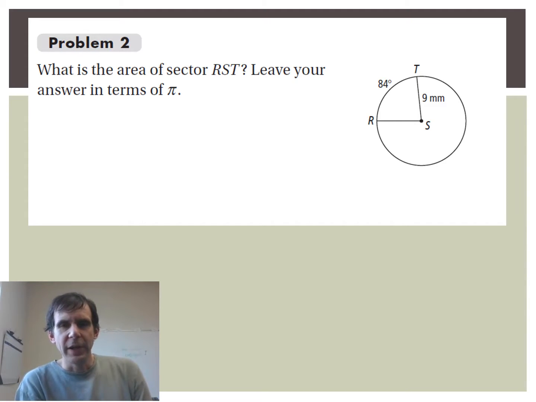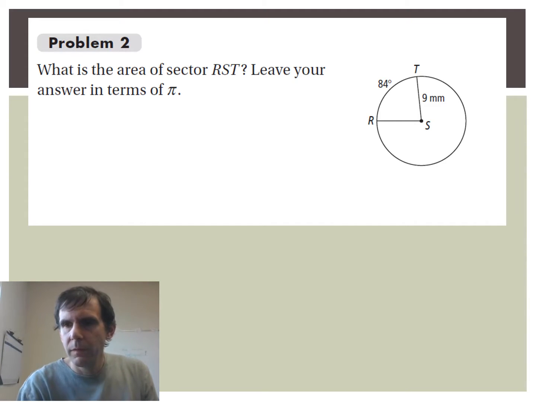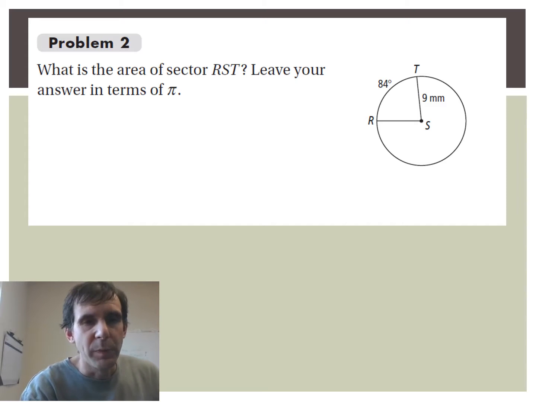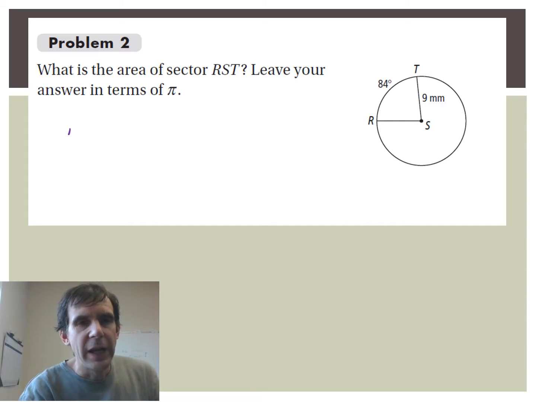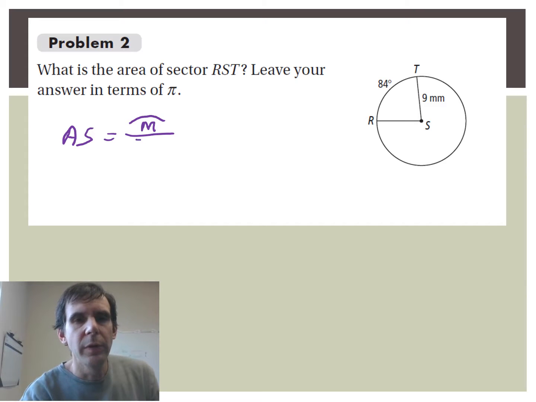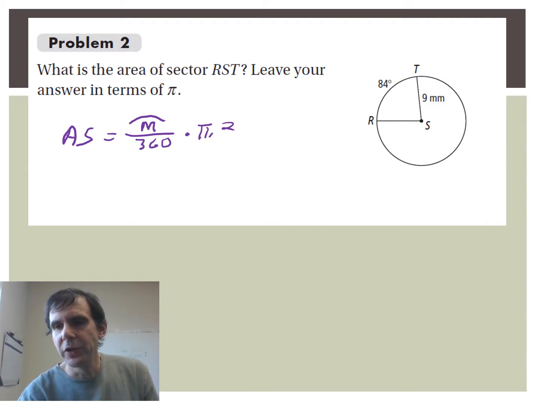Okay, let's see how you did. So first of all, let's put back in our equation here. The area of this sector is going to be equal to the measure of the arc over 360 degrees times the area of the circle, so pi r squared. First, let's just get the area of the circle.